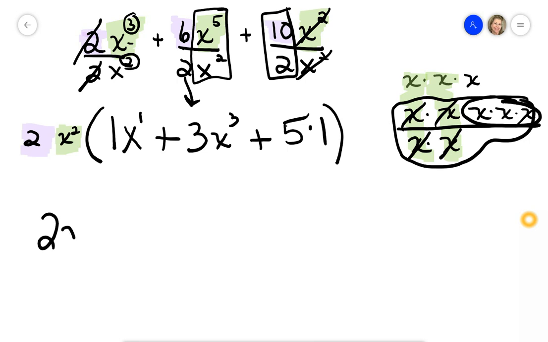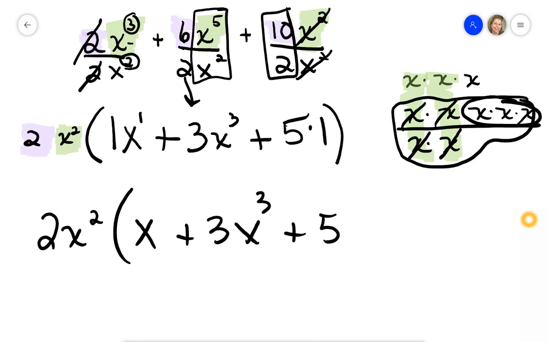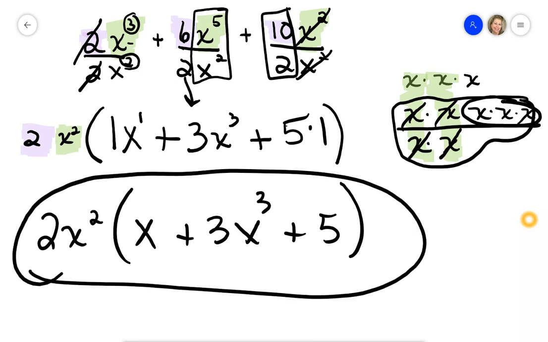So my final answer is 2x squared times (x plus 3x cubed plus 5). There you go. GCF.